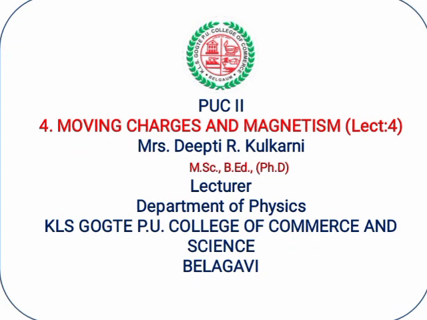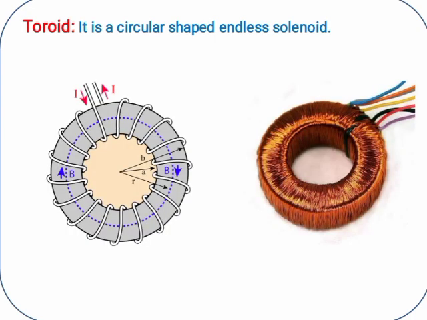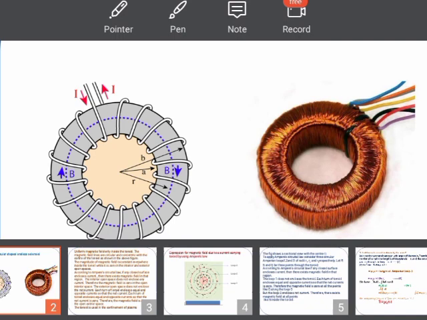In continuation with my earlier video on moving charges and magnetism, this is my fourth lecture from the same chapter. In this video, I am going to discuss toroids. Based on this toroid concept, we are going to learn a few derivations. So in the last video, we discussed what a solenoid is.